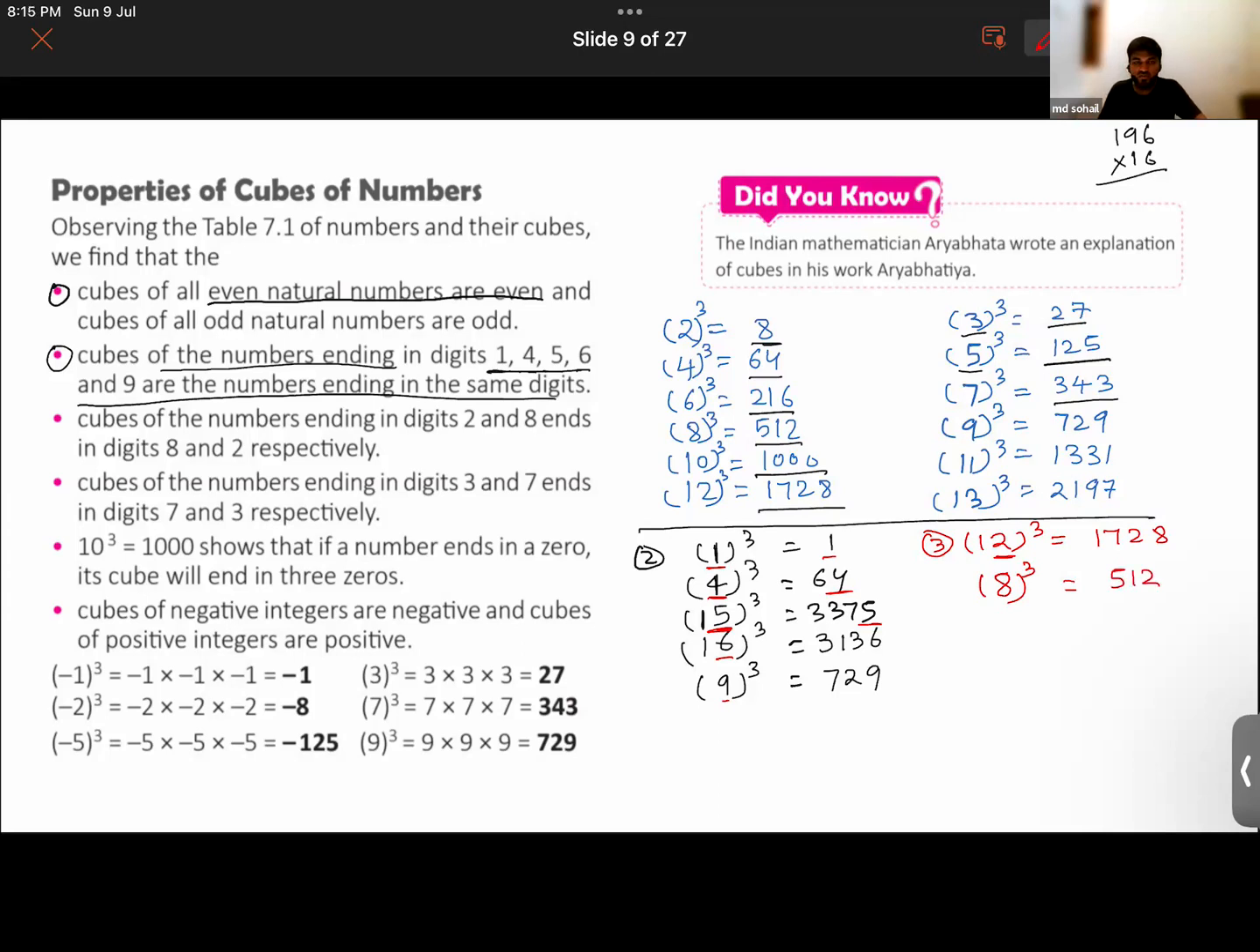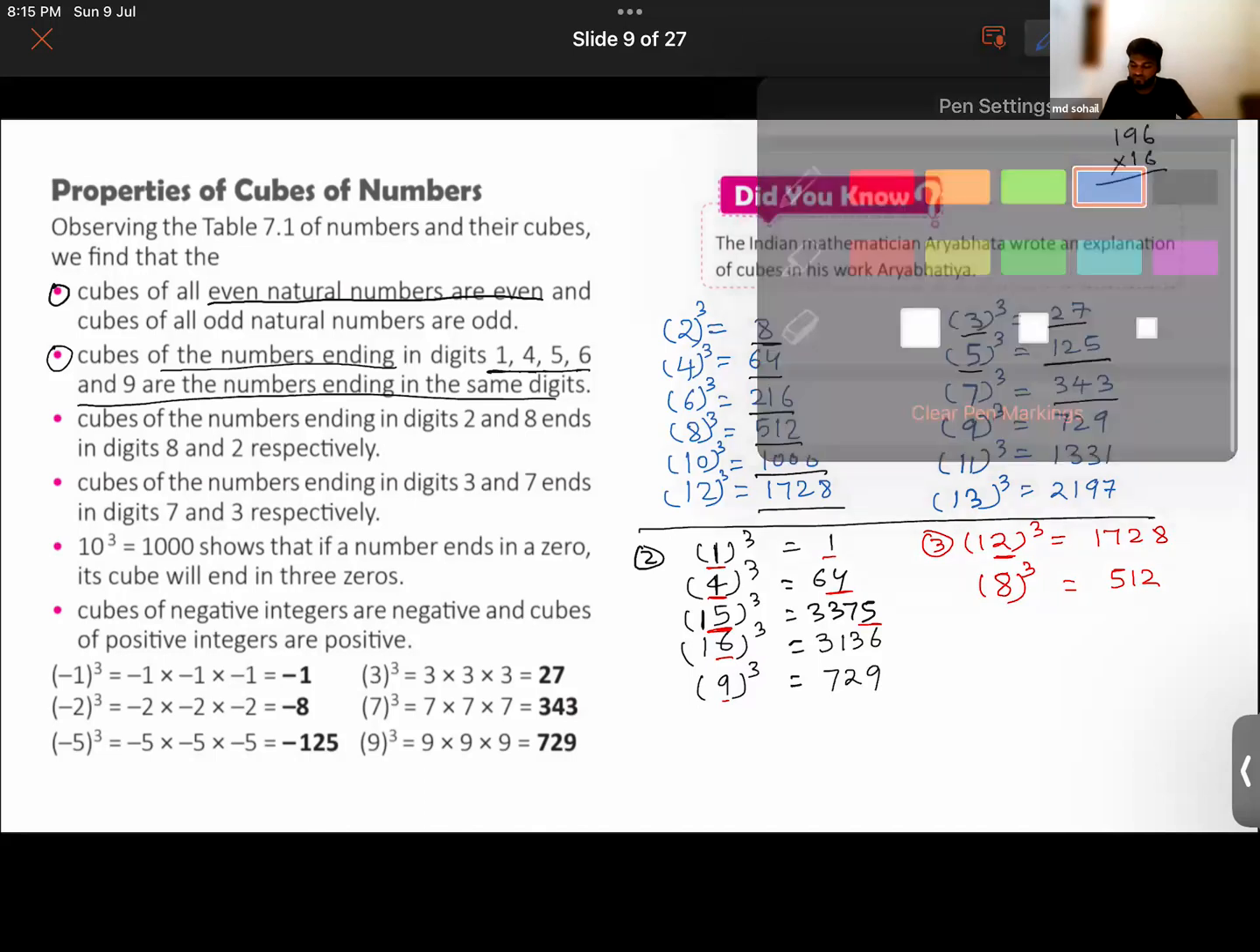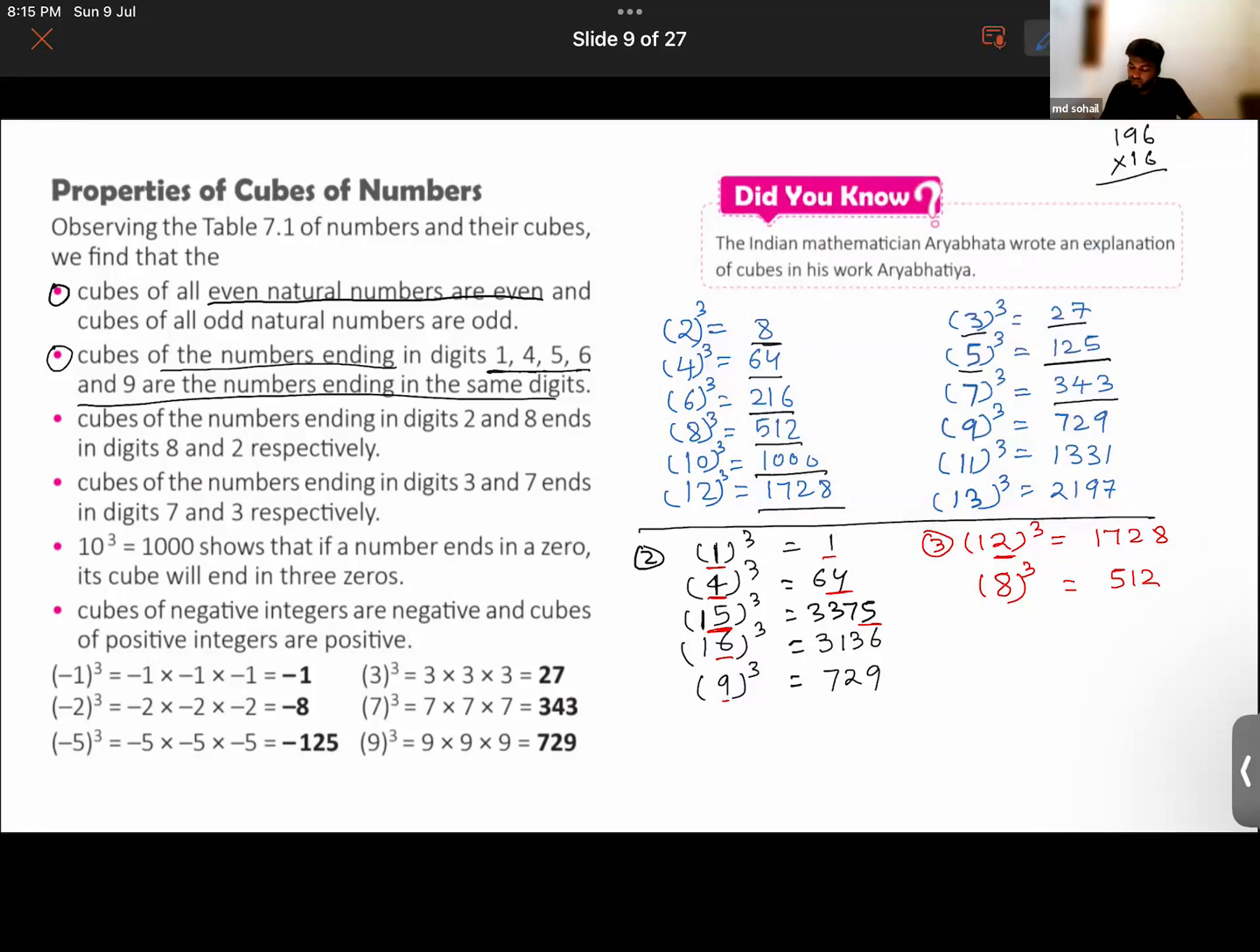So you tell me, what do you observe in the cubes of two numbers? What is the interesting pattern here? Yes. Notice something here? Yes, sir. These digits are coming here, opposite digits. So here you notice that the cube of a number that ends in 2 will end in 8.